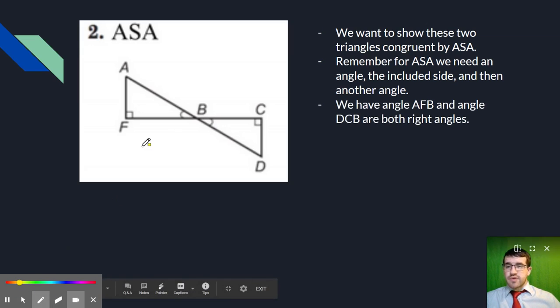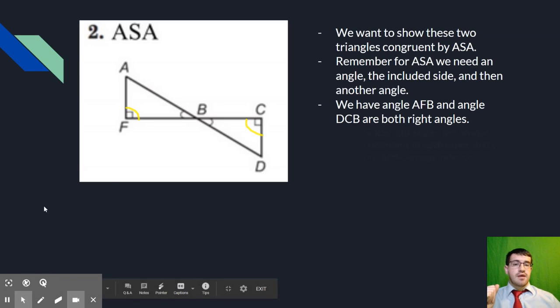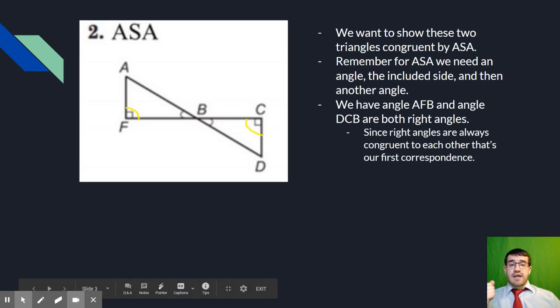And what we're going to do is look at the right angles first. So we have angle AFB here. It's congruent to angle DCB because both are right angles. So you want to make sure you mark them with an arc. Remember, it's important to mark your diagrams so you can see what you need, especially in problems like this. And since right angles are always congruent to each other, that's our first correspondence. This gives us our first A.